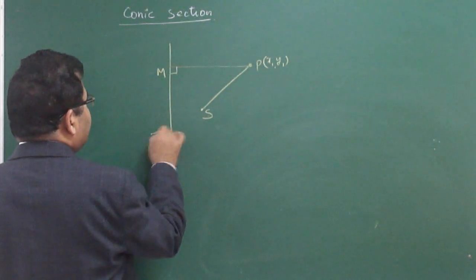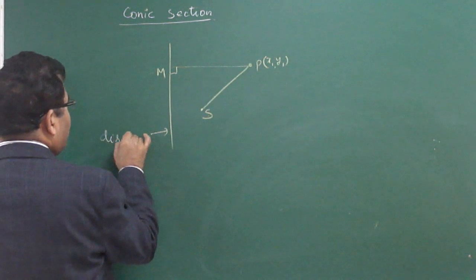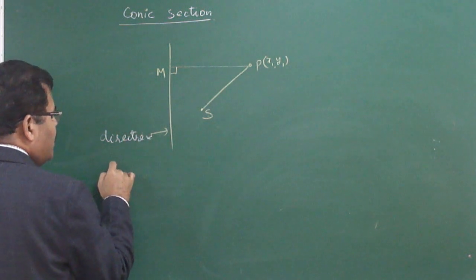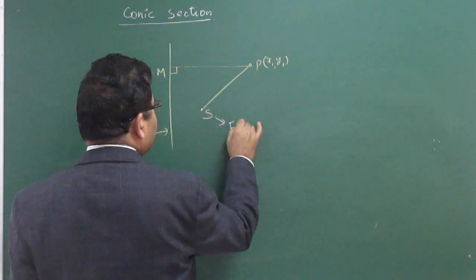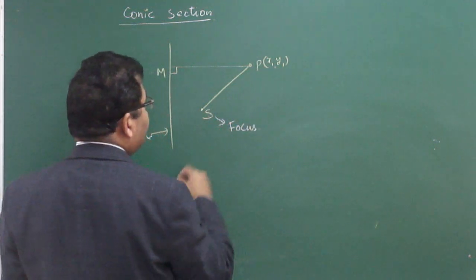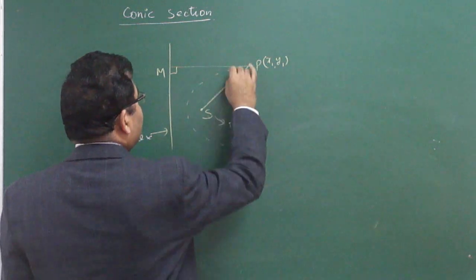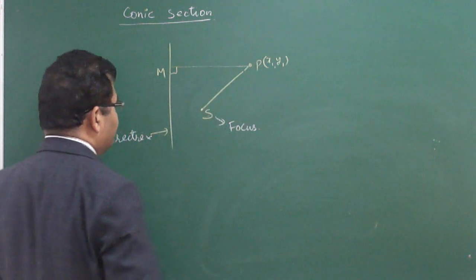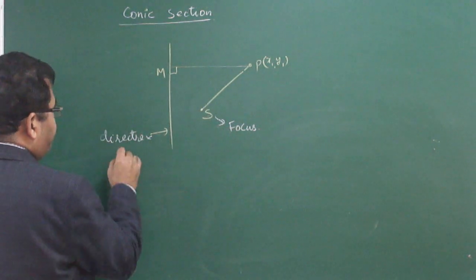If this is the fixed straight line, then that is called the directrix. The fixed straight line is called the directrix, and this fixed point is called the focus of the conic. The locus of this point is like this, so it can have different shapes depending upon the ratio PS by PM is equal to E.